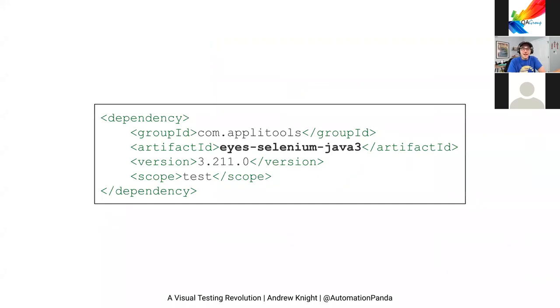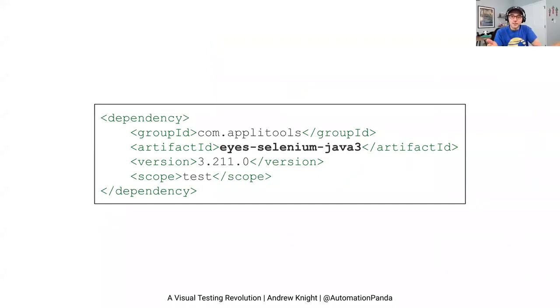Next, we'll need to add the Applitools Eyes SDK to our project. Since we're using Selenium WebDriver with Java, we're going to need to add the com.applitools eyes-selenium-java3 Maven dependency to our Java project's pom.xml file. I'm using Maven project structure.